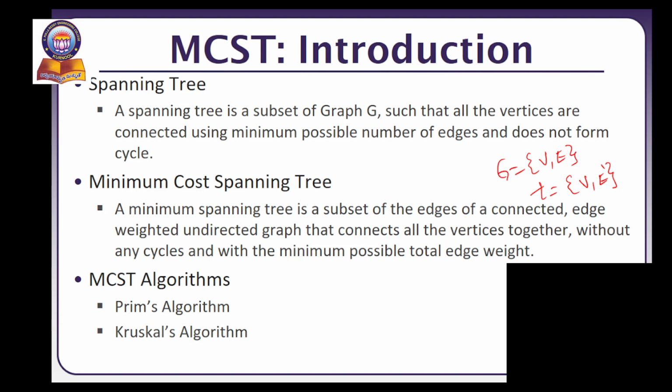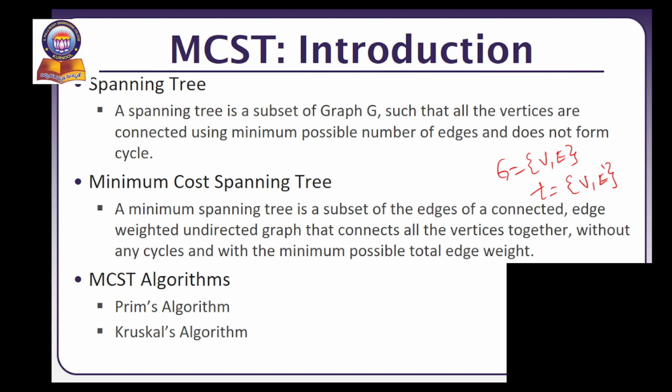So coming to the definition of the minimum cost spanning tree, a minimum spanning tree, which can also be said as a minimum cost spanning tree, is a subset of the edges of a connected edge weighted undirected graph that connects all the vertices together without any cycles and with the minimum possible total edge weight.